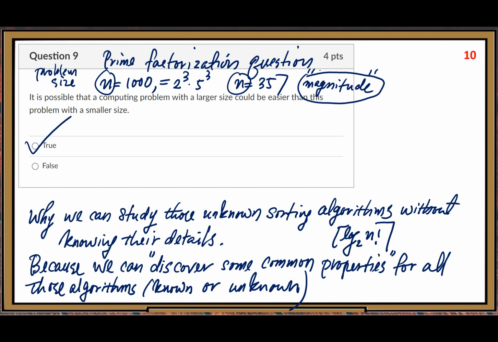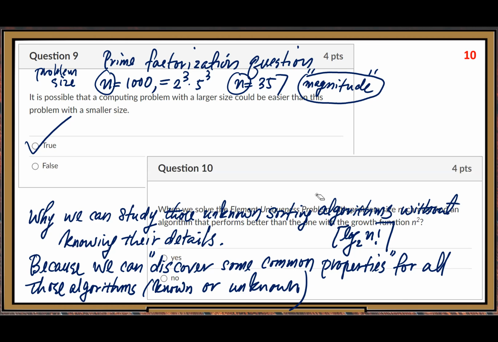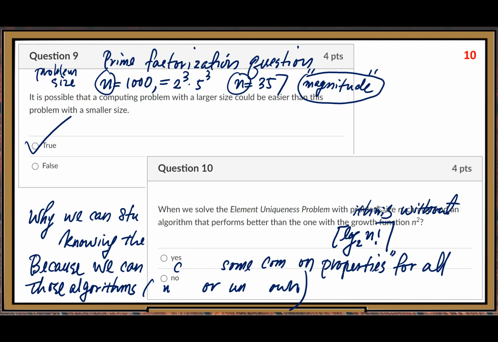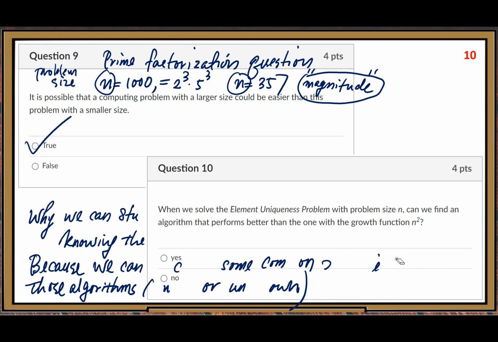All right, so our last question. When we solve the element uniqueness problem, there's another question. Check if you are familiar with the notes. The answer is yes, right? So here in this quiz, because we have two methods.